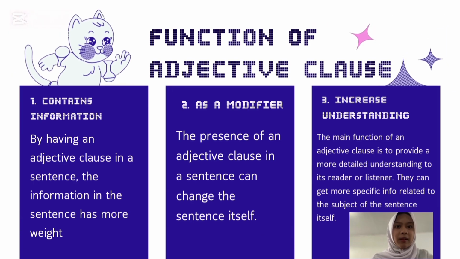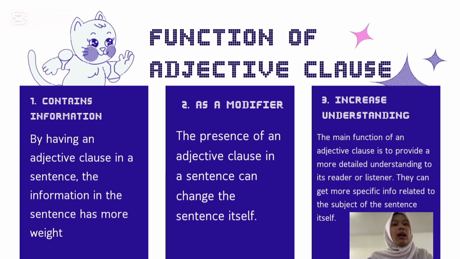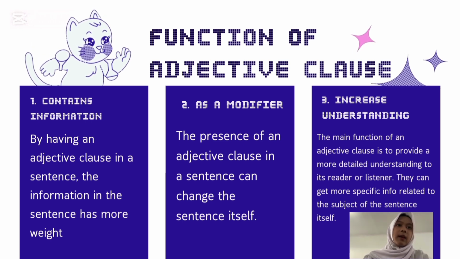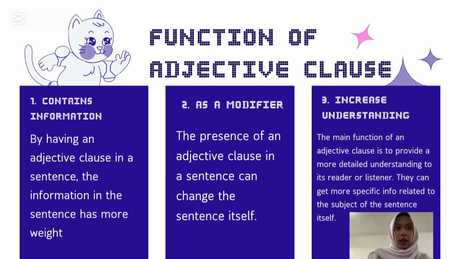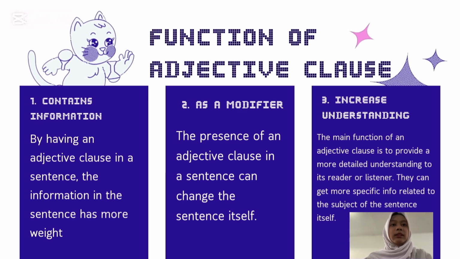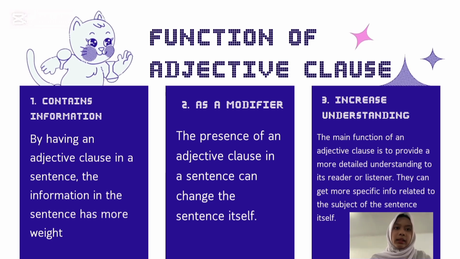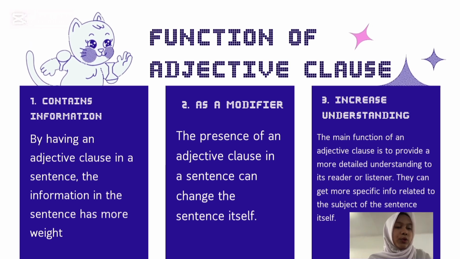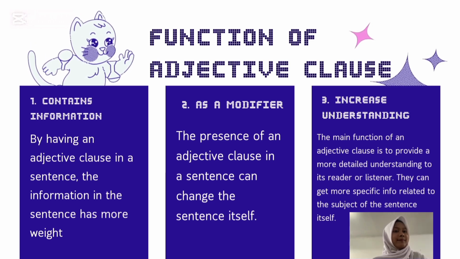Function of adjective clause. 1. Contains information. By having an adjective clause in a sentence, the information in the sentence has more weight. 2. As a modifier. The presence of an adjective clause in a sentence can change the sentence itself. 3. Increase understanding. The main function of an adjective clause is that it provides a more detailed understanding to each reader or listener. They can get more specific info related to the subject of the sentence itself.